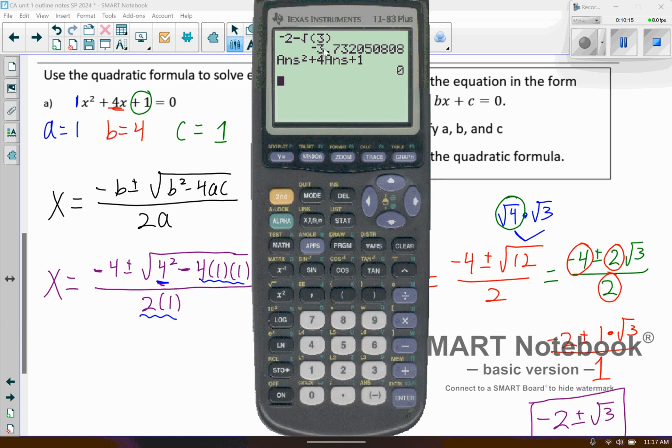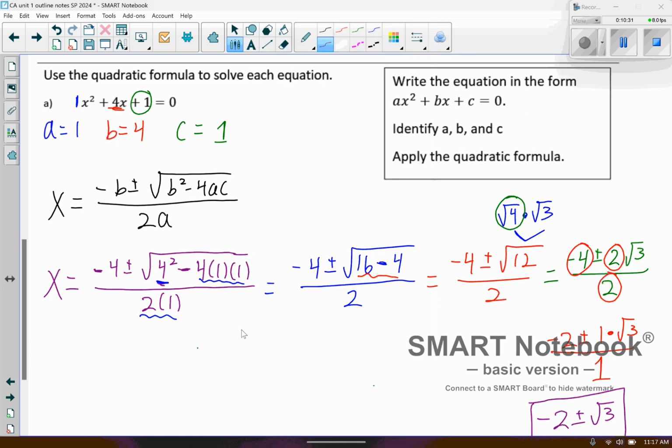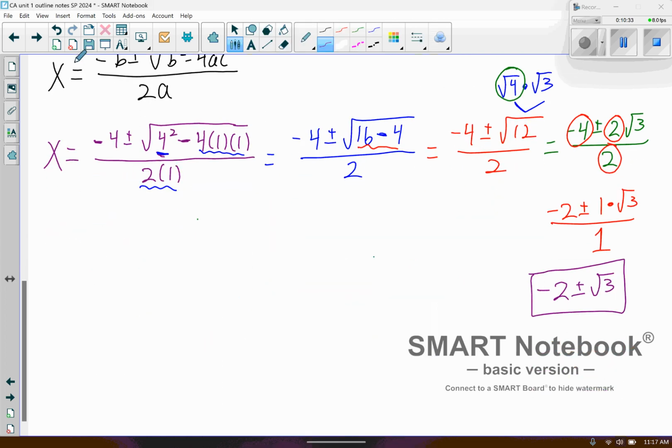So if you were to plug that number in for x here and here and simplify the expression, it will equal 0. And the same thing would happen if I would have done plus. I would have gotten a different number, but that number does work. Okay, so let's go ahead and try another one.